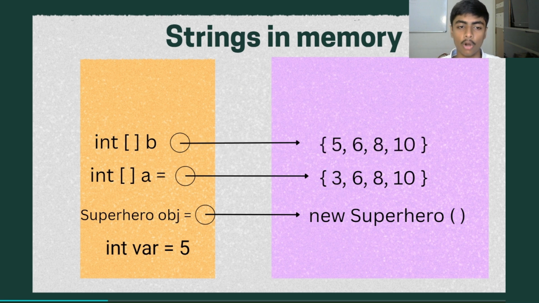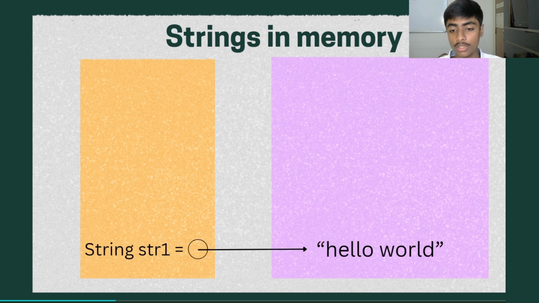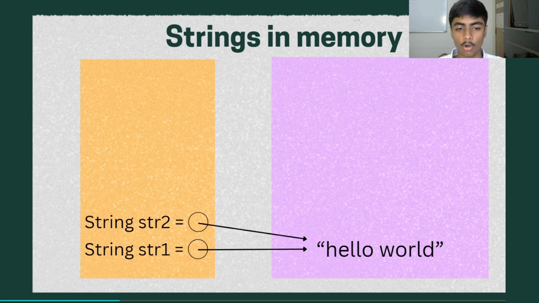Now, we understood how non-primitive data types and primitive data types are declared and initialized in memory. Now, let's look at how strings are stored in memory. Let's say we make a string called str1. Remember, strings are non-primitive data types. So, the name of the string str1 is going to be stored in this left part of the memory, but the actual string that it points to is going to be stored in this right part of the memory. Unlike before, the string is going to be storing a pointer that points towards this actual word or sentence, hello world. Now, if I make a different string called str2, and if I set this to str1, you can notice that like before, str2 and str1 both point towards the same string, hello world.